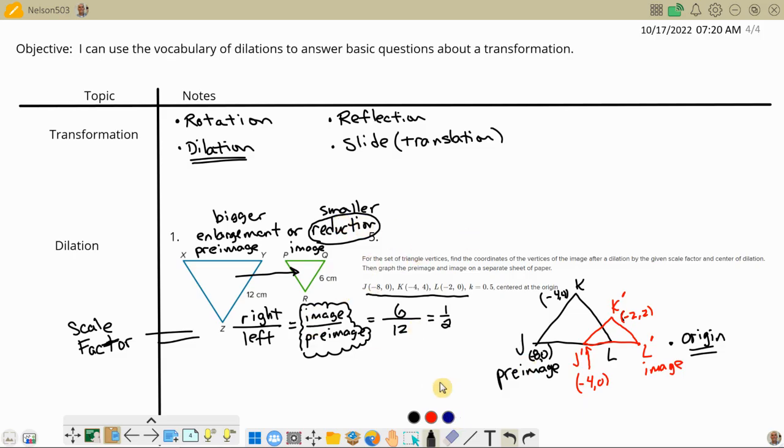So I want you to add some notes down here, because I talked about the origin. I talked about using GeoGebra. You add some stuff, do the other problems.